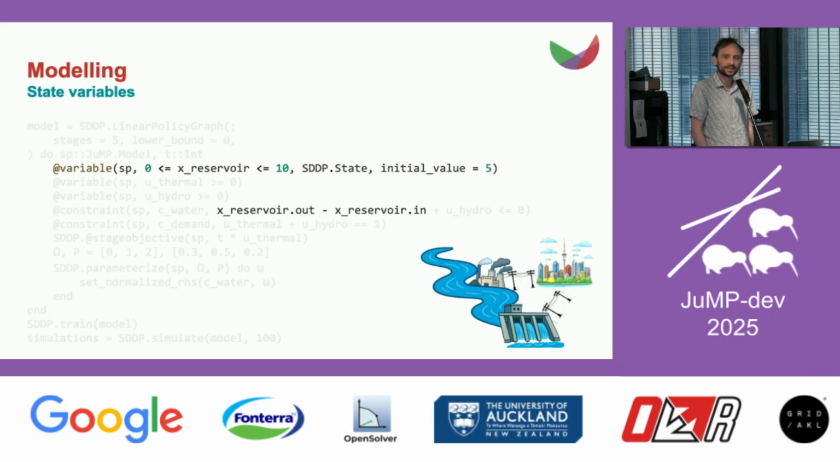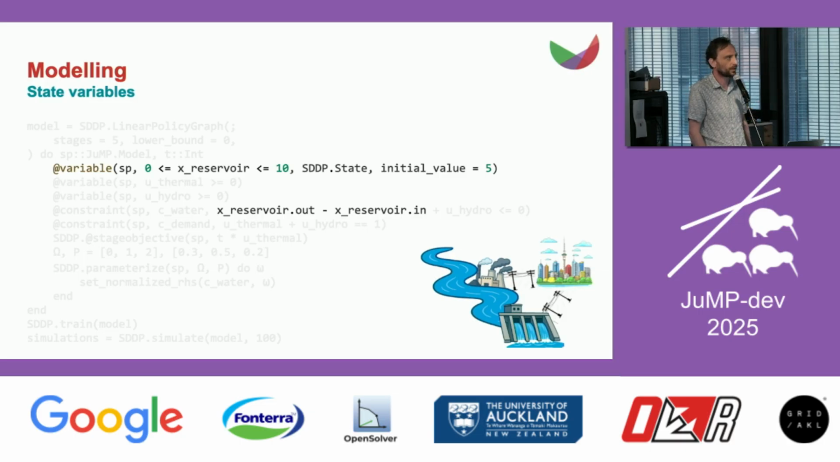We then need to declare our state variables. So here we're making a reservoir that is just one reservoir. And we can say it's got this tag SDDP.State. And then JuMP allows you to extend the macro syntax to do different things. And here, it looks like we're creating one JuMP variable called x_reservoir, but we're actually creating a struct with two decision variables. There's x_reservoir.in for that incoming state variable, and x_reservoir.out for the outgoing state variable.